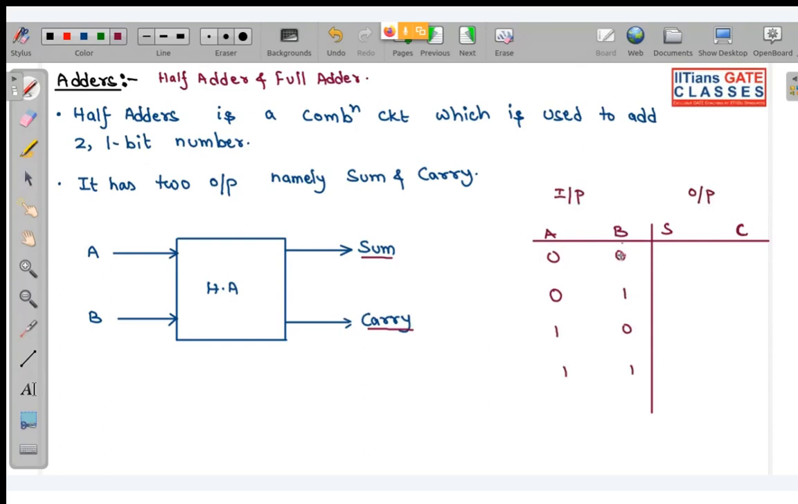So when we add 0 with 0, sum will be 0, carry will also be 0. When we add 0 and 1, sum will be 1, carry will be 0. When we add 1 with 0, sum will be 1, carry will be 0. When we add 1 with 1, sum will be 0, carry will be 1. Okay, so this is Boolean arithmetic. Basically, we are adding numbers.